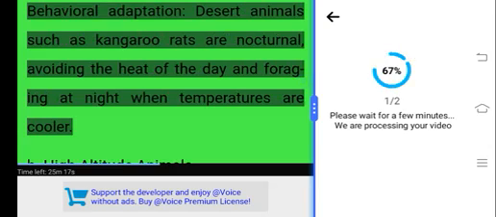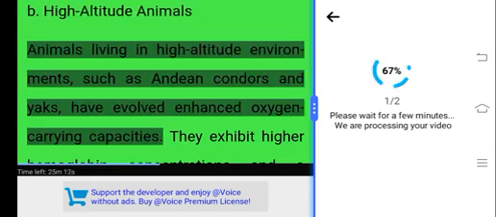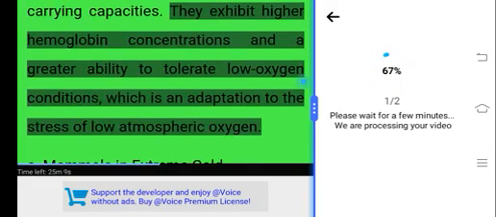Behavioral adaptation. Desert animals such as kangaroo rats are nocturnal, avoiding the heat of the day and foraging at night when temperatures are cooler. B. High altitude animals. Animals living in high altitude environments, such as Andean condors and yaks, have evolved enhanced oxygen carrying capacities. They exhibit higher hemoglobin concentrations and a greater ability to tolerate low oxygen conditions, which is an adaptation to the stress of low atmospheric oxygen.